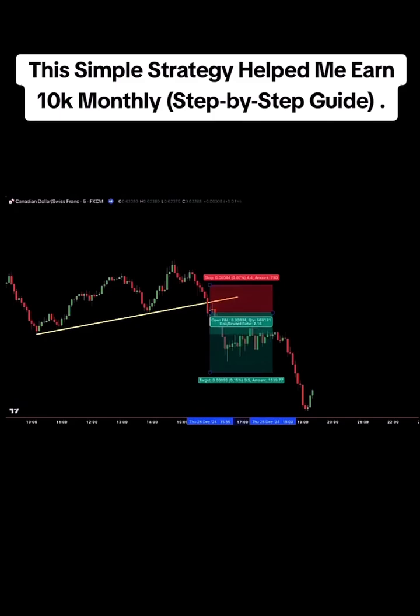That's it for this strategy, traders. You now have all the tools to spot high-probability setups like the pros.